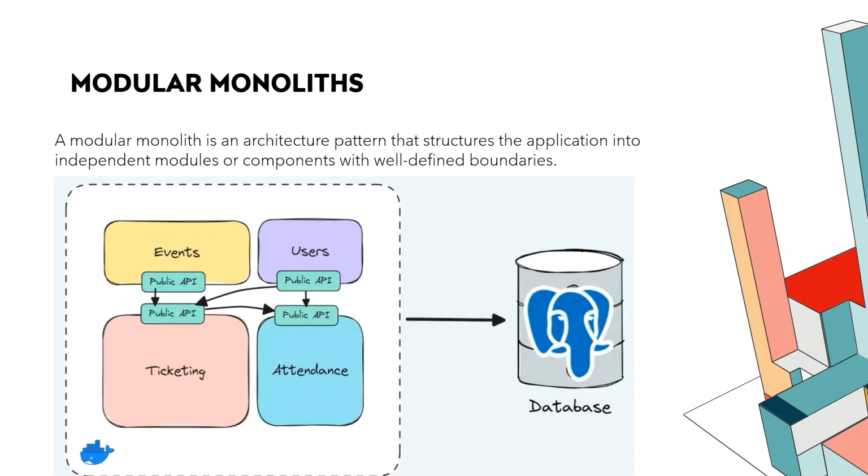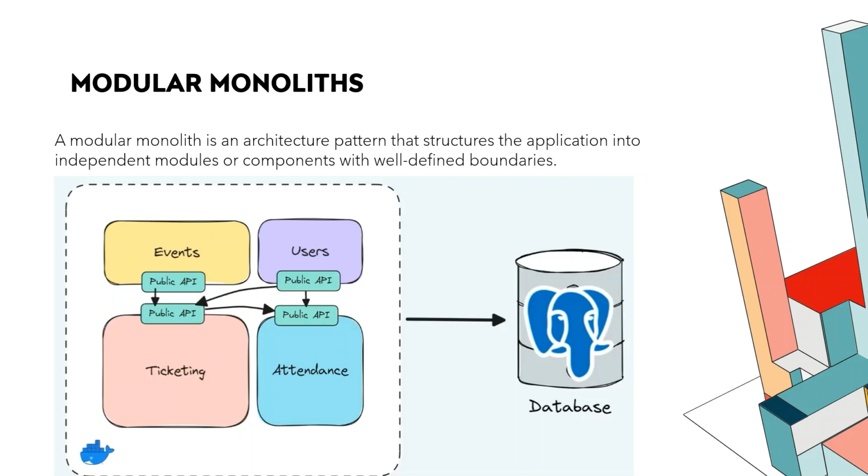This is the example. A modular monolith is an architecture pattern that structures the application into independent modules or components with well-defined boundaries. In the picture, we have four modules: ticketing, events, user, and attendance, and we just have one database. We are using PostgreSQL, and we're doing it in a Docker container.